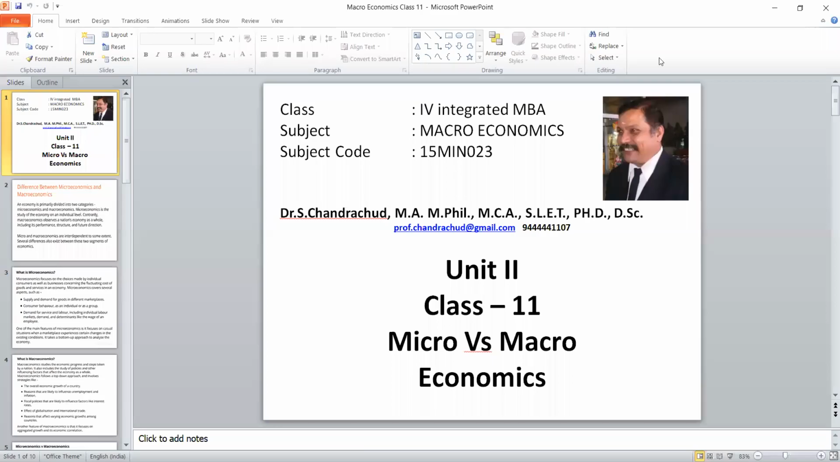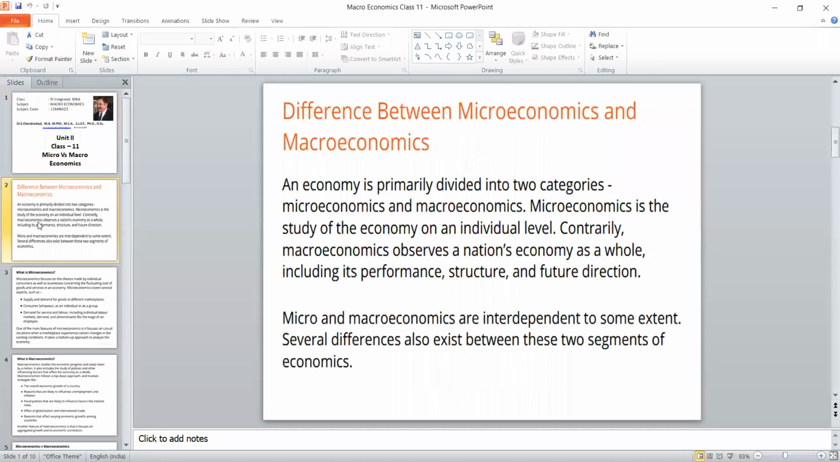See, in the last class, we analyzed the introductory part of microeconomics and macroeconomics. In continuation with that, now we study the difference between microeconomics and macroeconomics in an elaborated way. As I told earlier, economics is broadly divided into two categories. One is called microeconomics, the other one is macroeconomics. Microeconomics is a study about individual decision making, and macro is at an economy level.